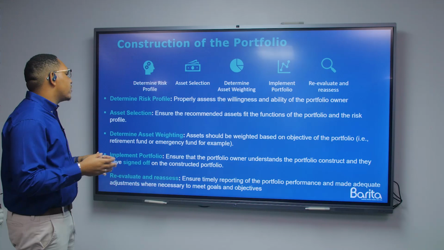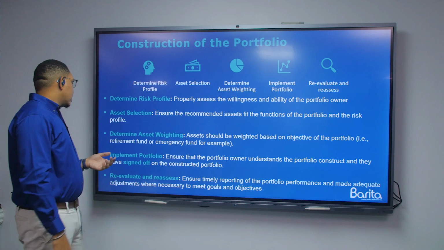You need to know what function this money serves. Somebody comes to you and says, yo, there's $10 million here. What do you want to do with this money? How would you like this money to be used? What do you plan to do with this money? How soon do you want to see it? Is it a 5-year horizon, 10-year horizon, 20-year horizon? You need to know these things, and that is what determines your asset weighting.